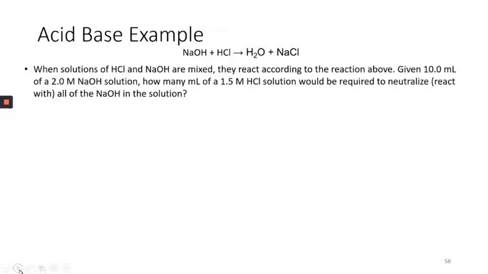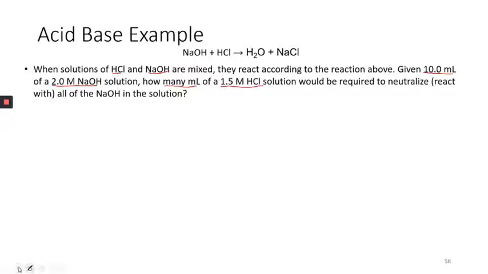So here's the first example of an acid-base reaction. So it's a neutralization reaction. When solutions of hydrochloric acid and sodium hydroxide are mixed, they react according to the balanced equation up above, and they give you water and sodium chloride. If you have 10 milliliters of 2.0 molar NaOH solution, how many milliliters of 1.5 molar HCl solution will you need to neutralize this reaction?